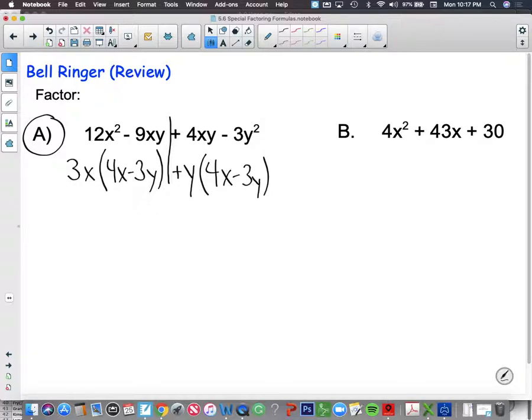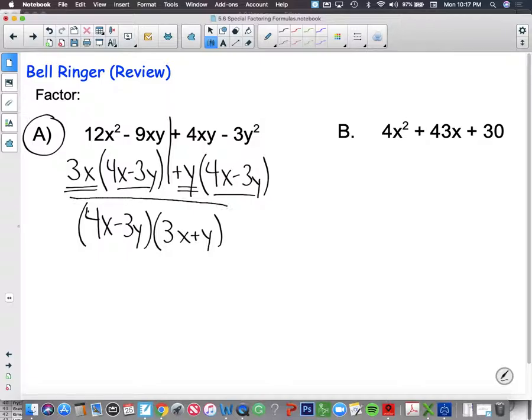Which is good, because now we have the same thing in these parentheses. That was our goal, right? So when we factor by grouping, you want the same thing in those parentheses, because now those are the new greatest common factor. So we're going to have 4x minus 3y, and then we have the 3x plus y left in its own set of parentheses. Okay, and that is all. We can't go any further than that. So that's how we factor the first one.